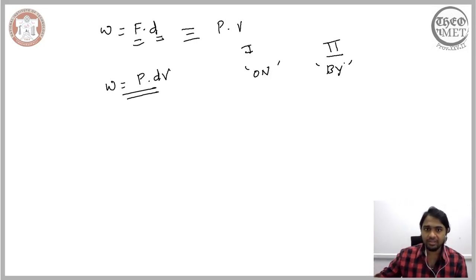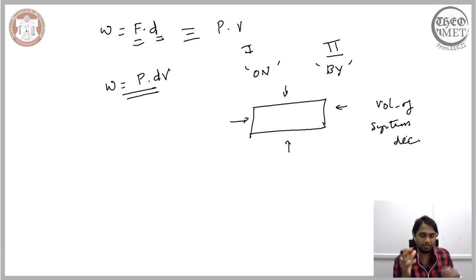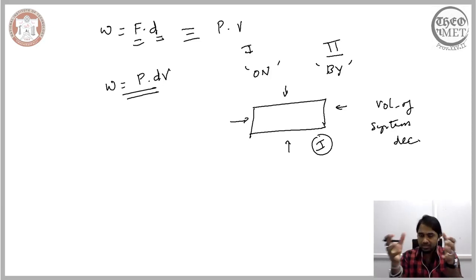Now let us consider again, to understand this convention, a simple, closed setup, and we are allowed to do some work on the system. When we do a work on the system, what essentially happens is that the volume of the system decreases. Generally when we impose a pressure on a system, we are doing work on the system. This is case one. So when we are doing work on the system, we are introducing a pressure, and in response to this pressure, the volume of the system decreases.